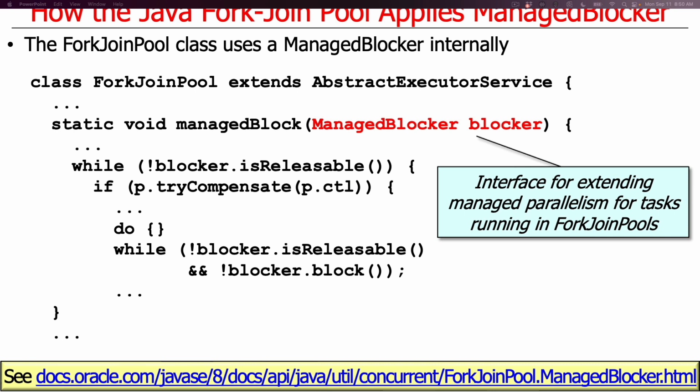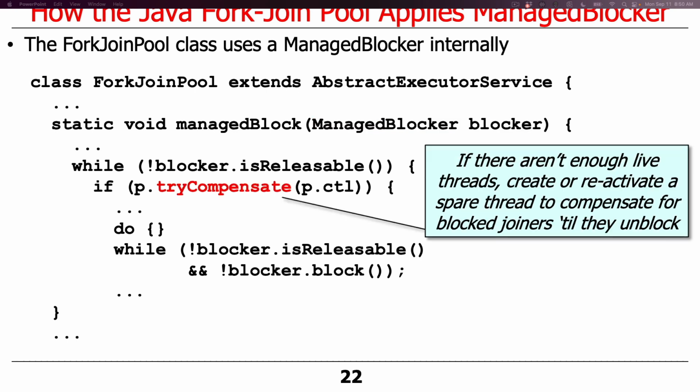And here's what it does. It takes an instance of a ManagedBlocker. That's what you would define, or you could use a helper class like the BlockingTask class that we use for our assignment. And ManagedBlocker is the interface we just talked about that's used to expand these threads. So let's take a look at the code. It'll check to see if the blocker is not releasable. In other words, we didn't manage to get what we were looking for without having to block. So now we're going to have to block. So we're going to call the tryCompensate method, which will create or reactivate a spare thread to compensate for the blocking joiner, the thing that's trying to block here, until it unblocks.